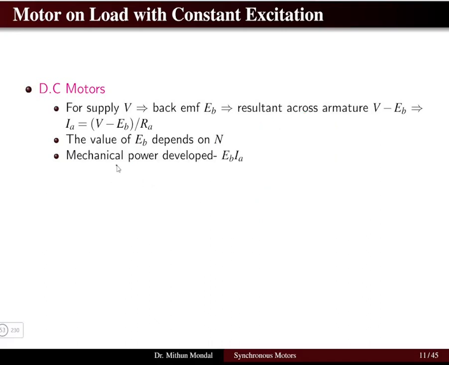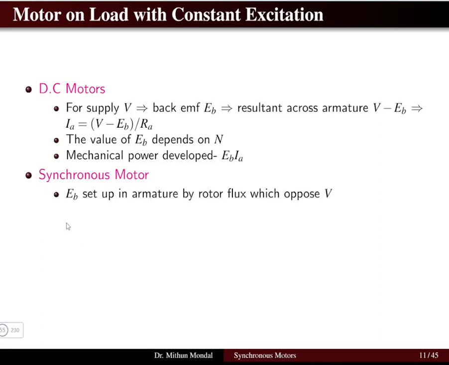Also, the mechanical power developed by the machine is the product of the back EMF and the armature current, because the power is basically the product of voltage into current. Now, having known the important characteristic and the principle of operation of the DC motor, we can understand how the synchronous motor is different from DC motor in operation.